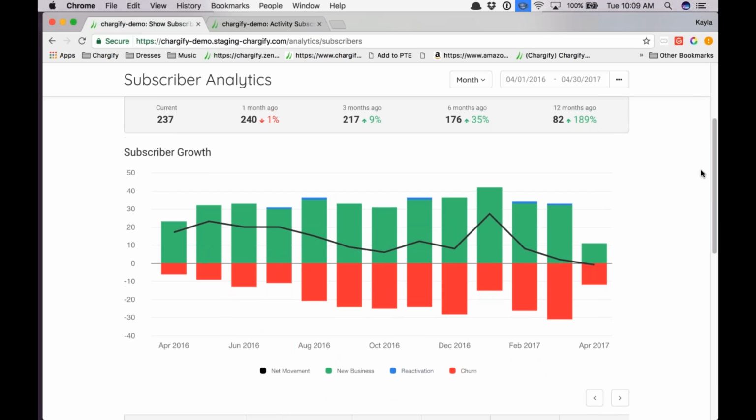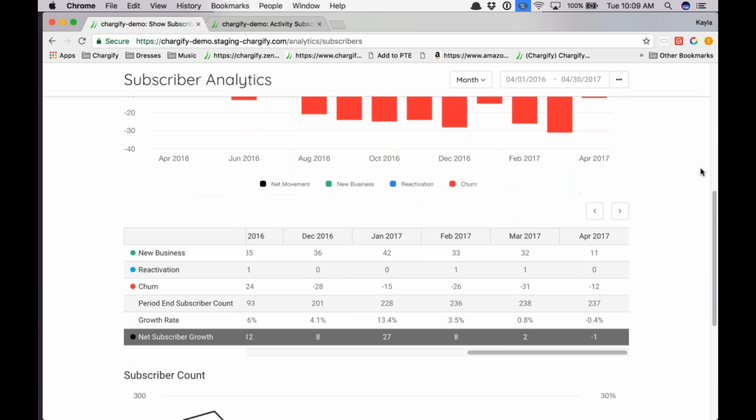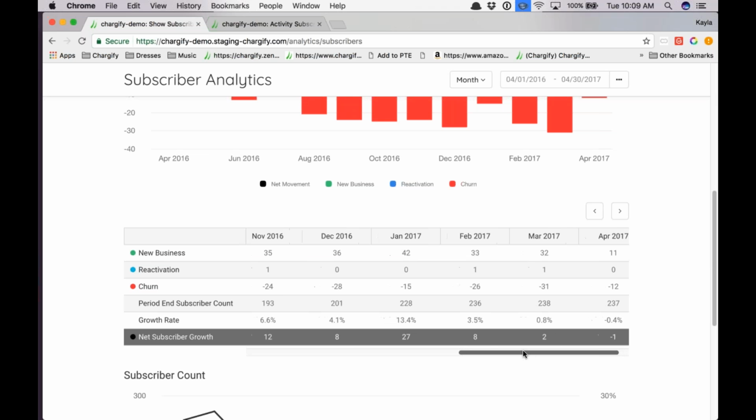So that's the graph view. We can also look at each of these data points in a table form. So if we want to look at something where we're just not looking at a visual representation, we want to digest those numbers, then you can scroll down and look here for this.